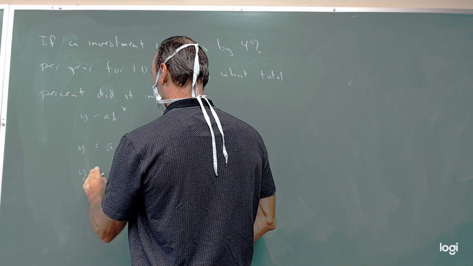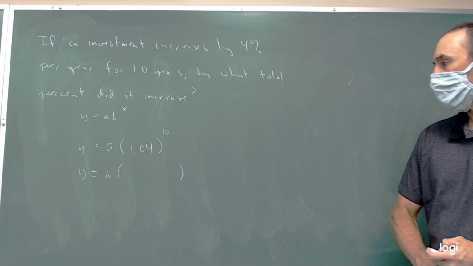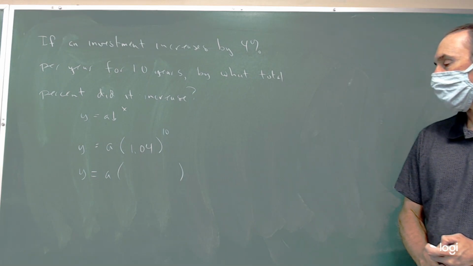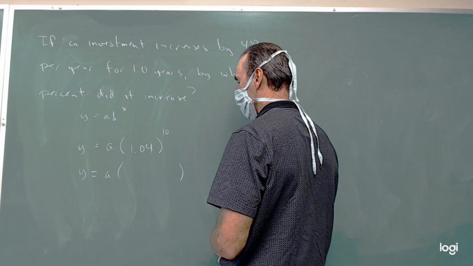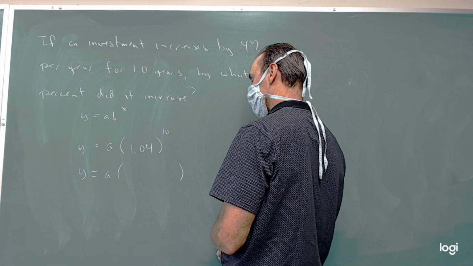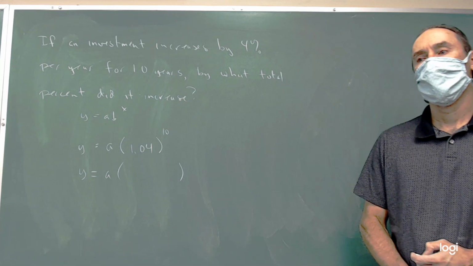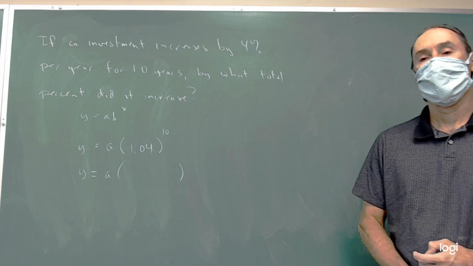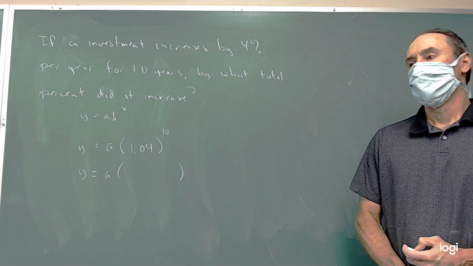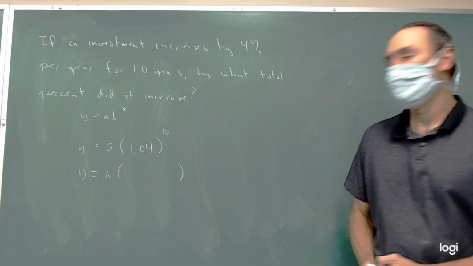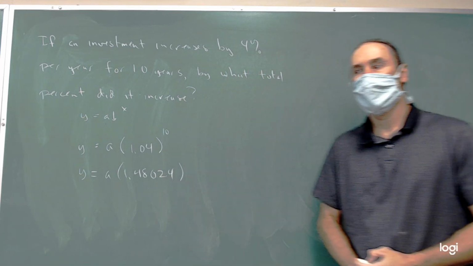And when you get that, you can give me, oh, I don't know, maybe 5 decimal places, something like that. Understand what we're doing? So 1.48. Okay, anybody not getting that?